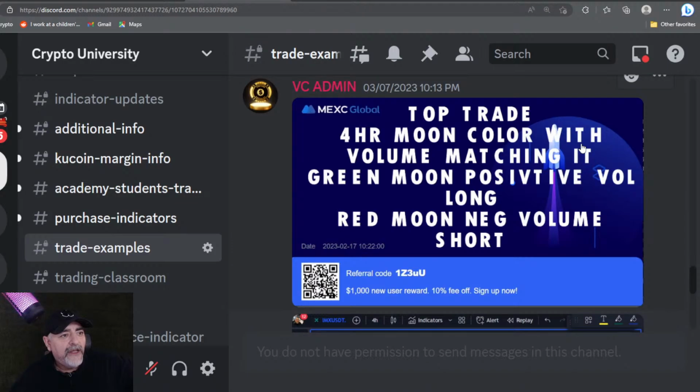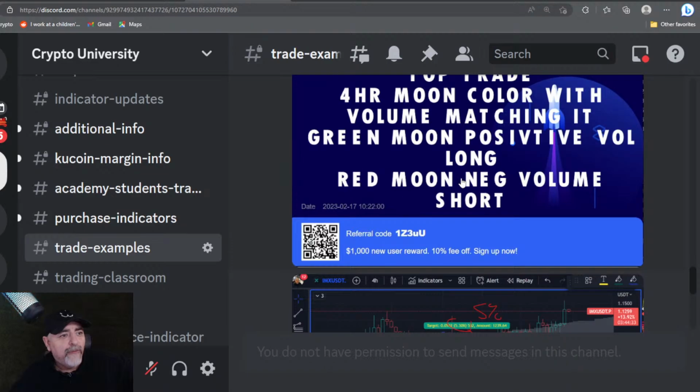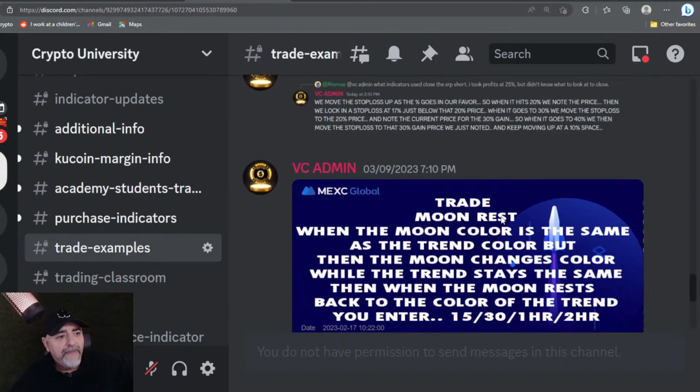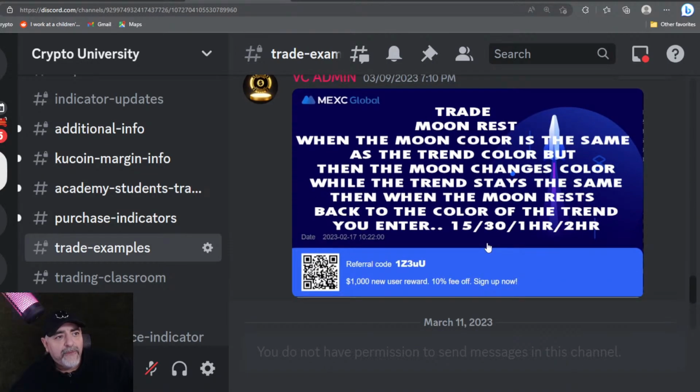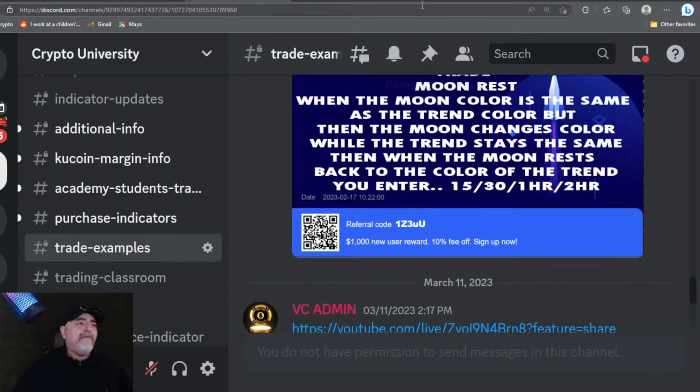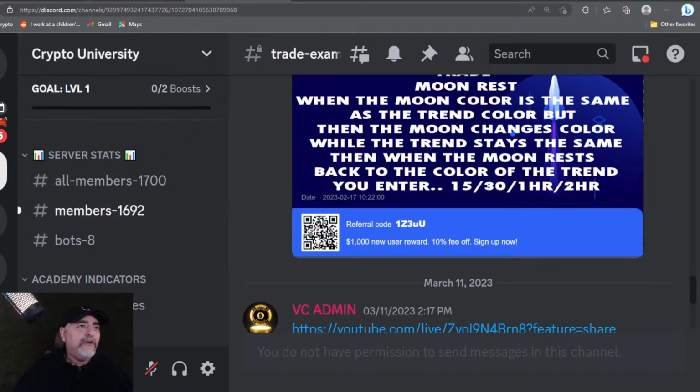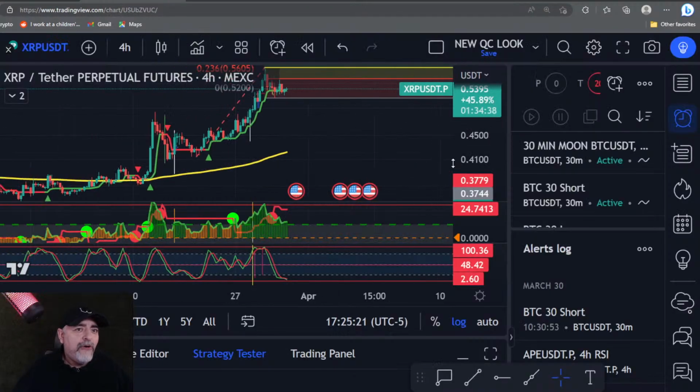4-hour moon, color with volume matching: green moon, positive volume, long; red moon, negative volume, short, right? And we're gonna make some updates here, but this is the simple stuff that we're looking for. So now that we have our trade set up, let's go look at the trades that we're looking for. So the trades that we're looking for, guys, are a 4-hour green moon, right?